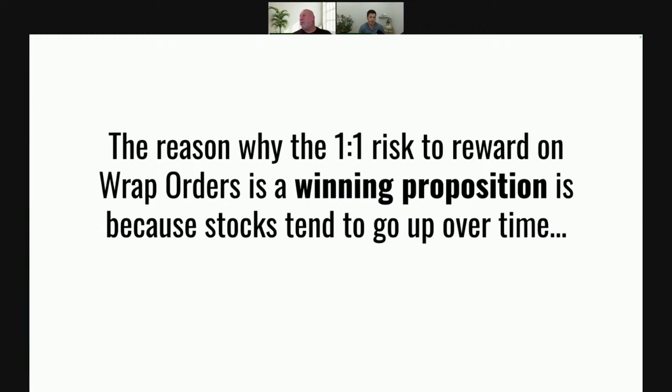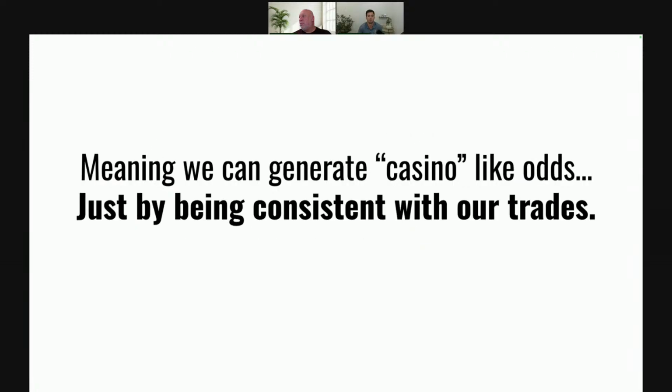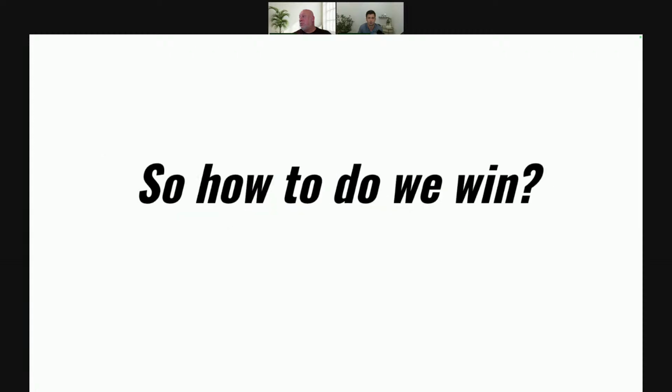Now, the reason why the 1-to-1 risk to reward on wrap orders is a winning proposition is because over time, stocks tend to go up. If you look at a chart of the S&P and you zoom out, it just goes up. There are pullbacks. There are dips along the way. There are losers. This is not something that you win 99.9% of the time with, but we know that stocks like to drift higher, so we can take this with really good odds. That means we can generate casino-like odds just by being consistent with our trades.